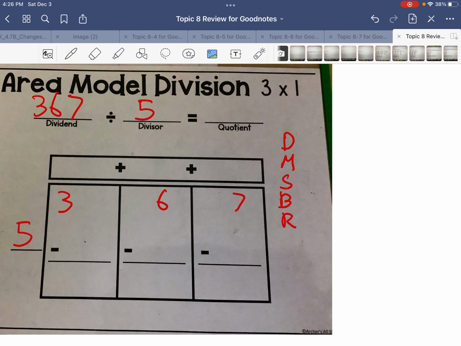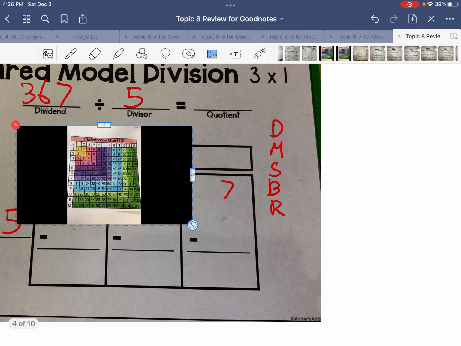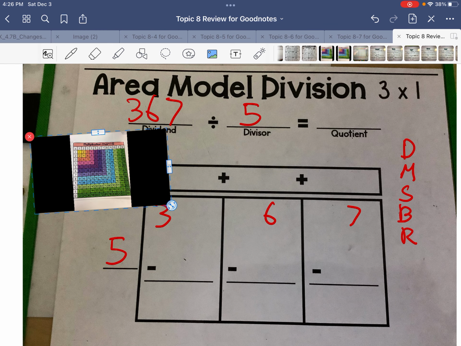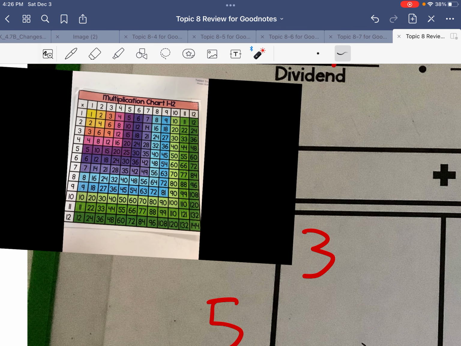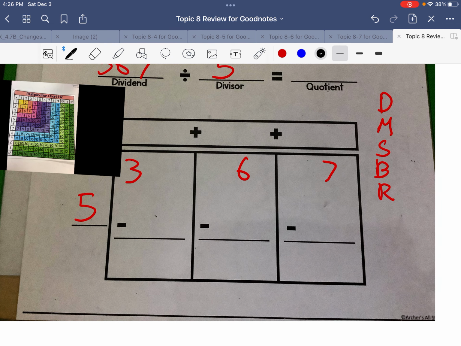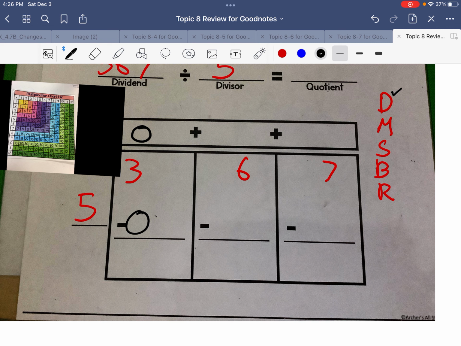So then I'm going to take out my multiplication chart. Okay. And I ask myself, how many times can 5 go into 3? So if I go here, I'm looking in my 5's, I need to find 3 or less. There's no 3 or less. So that means 5 cannot go into 3, so I will put a 0. Check off divide. Now I multiply. Multiply the side with the very top. So 5 times 0 is 0. Now I subtract. 3 minus 0 is 3.